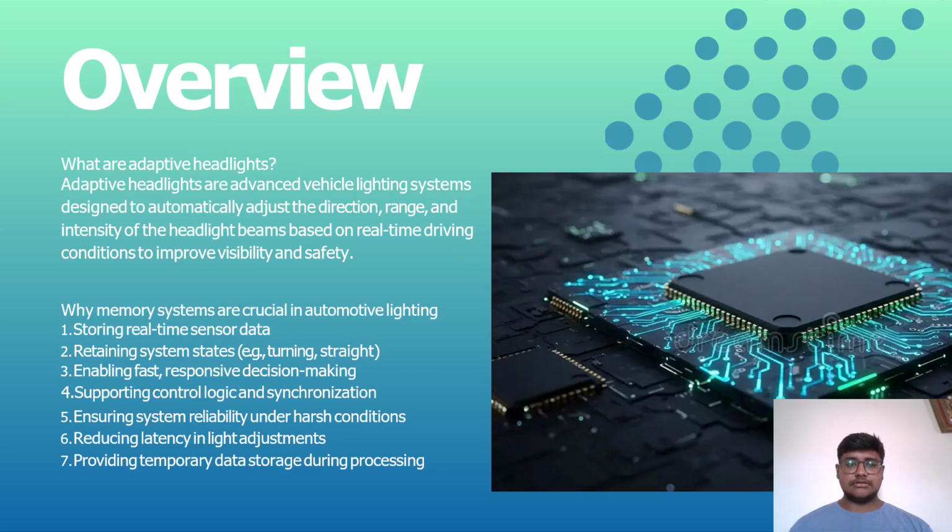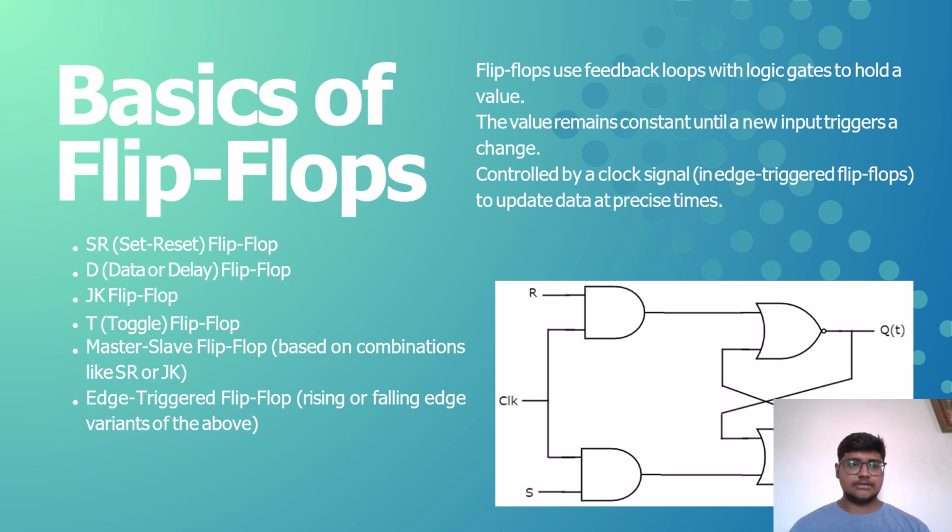Adaptive headlight systems are advanced vehicle lighting systems which are designed to automatically adjust the direction, range, and intensity of the headlight beams based on real-time driving conditions. Why, you may ask, is this important? Because they store real-time sensor data, retaining system states, enabling fast and responsive decision making, which helps the driver focus on driving more than on adjusting the headlights, and prevents accidents.